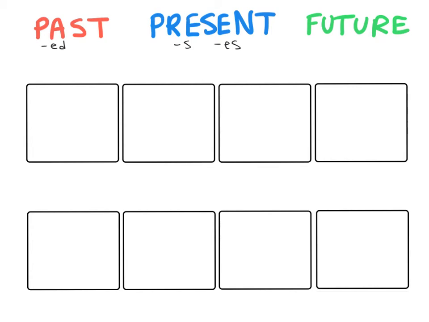Future is usually going to be will blank, whatever the verb is. Will cook, will go, will walk, will travel. All of those different verbs that we would have, you're just going to write the verb in that blank right there, and it will be, I will, blah, blah. They will, blah, blah.